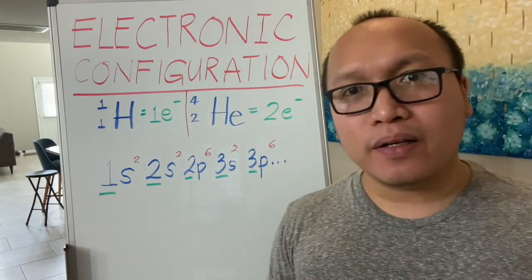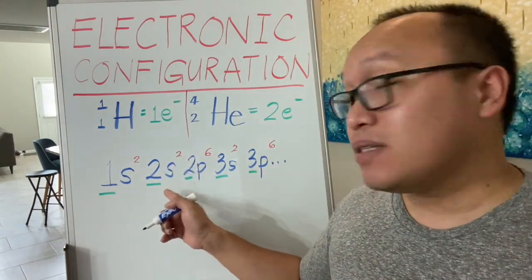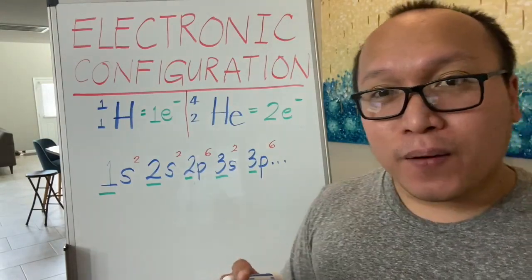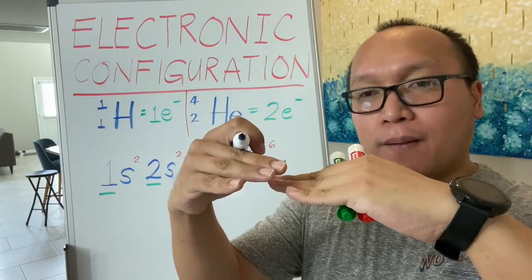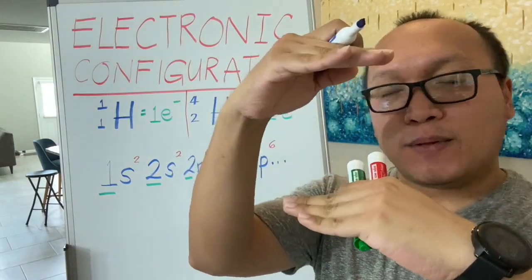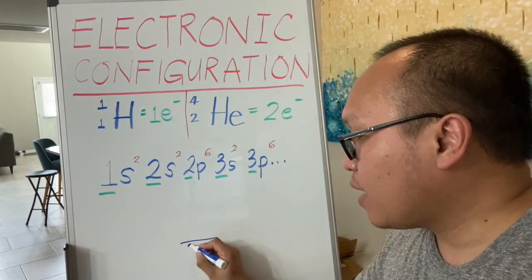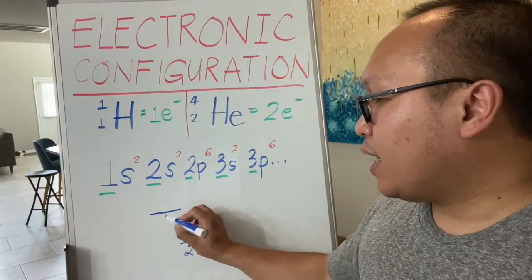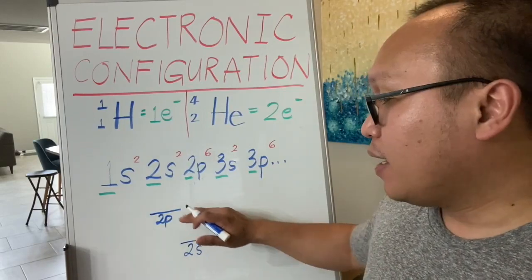So ngayong alam na natin ang ibig sabihin ng mga numero bago ang orbital, ang tanong naman ngayon, bakit dalawang electrons lang ang pwedeng ilagay sa 2s? Bakit 6 sa 2p? So ano ang reason behind that? So in reality, 2s mas malapit sa nucleus, yung 2p mas malayo sa nucleus. So, kung i-indicate po natin yung energy level, for example, ng 2s orbital at yung 2p orbital, mas mababa yung energy ng 2s kaysa sa 2p.